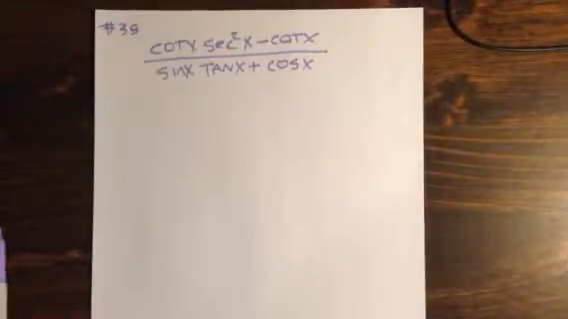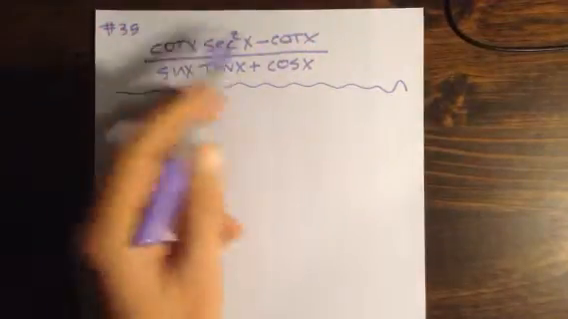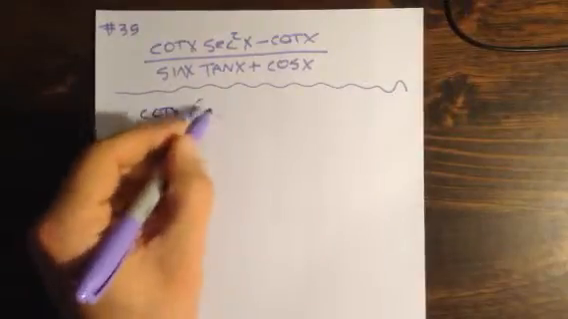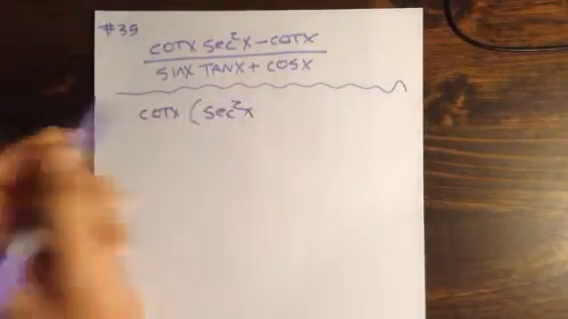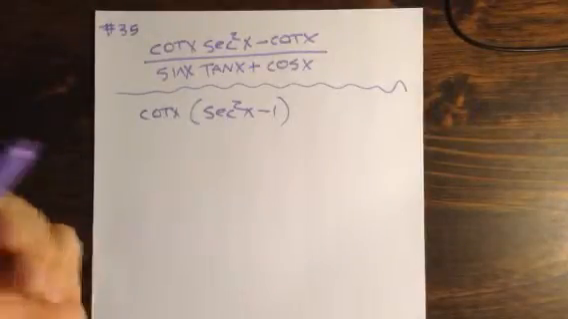Okay, number 35, here we go. So I'm just going to squiggle right there for a second. Numerator, obviously I factor out a cotan of x: cotan of x, secant squared of x minus 1. Now when I look at that secant squared of x minus 1, I immediately think that might be an identity, and it is tan squared of theta, or tan squared of x.